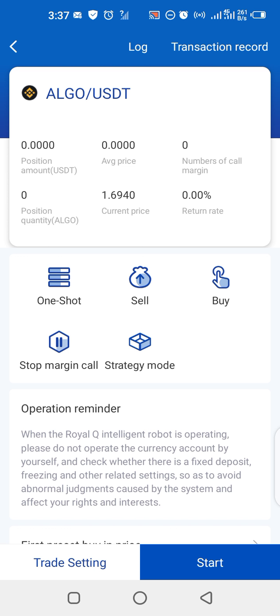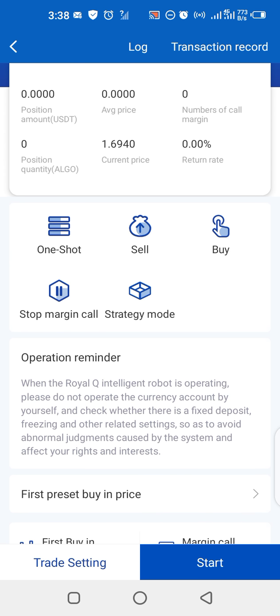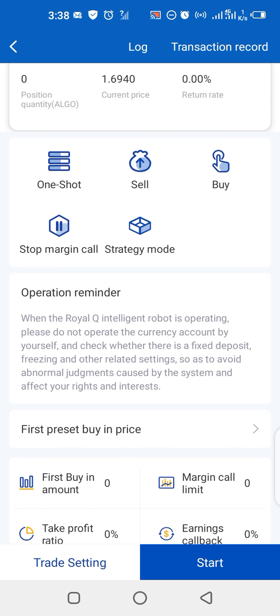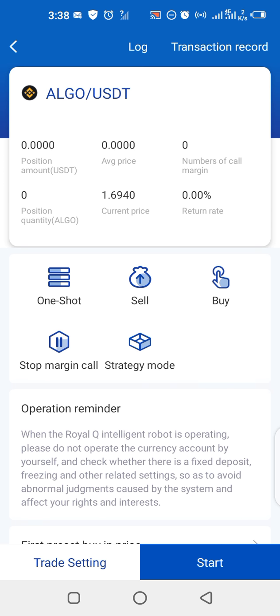Remember, the bot never sells at loss. So meaning the bot will never sell unless it is in profit. Remember, in Royalq we don't lose anything. The bot was programmed never to sell at loss.